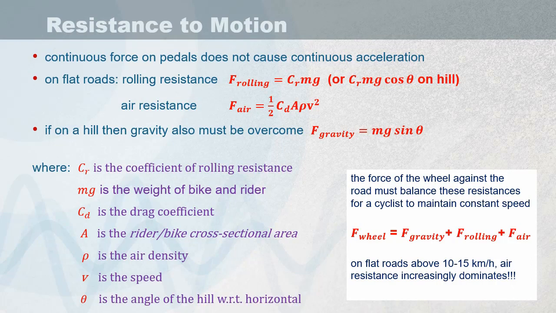And so on a flat road, above sort of 10 or 12 kilometers an hour or so, it's really air resistance that totally dominates. And by the time you get up to 20 to 30 kilometers an hour, it can be more than an order of magnitude bigger effect, the air resistance, than the rolling resistance. And so even for recreational riders who typically are going to ride at over 20 kilometers an hour, it's really the air resistance that is what's requiring you to constantly put the force onto the pedals.